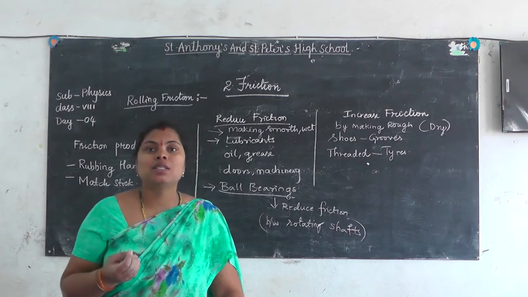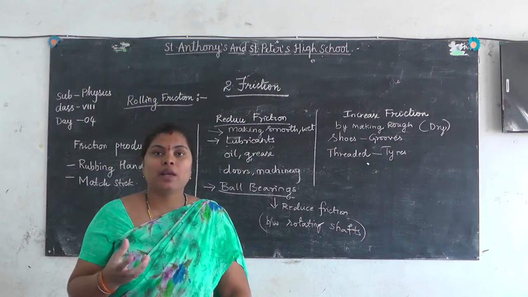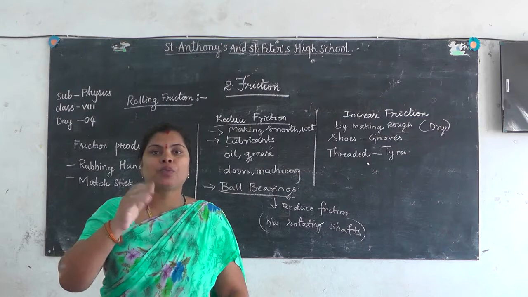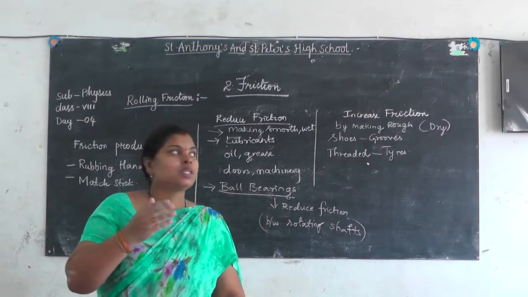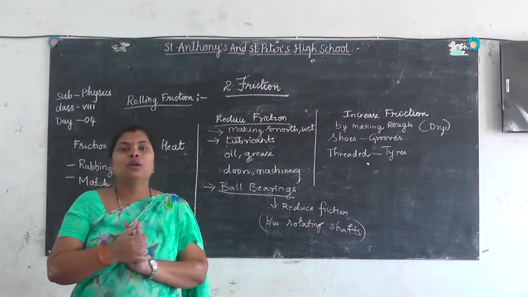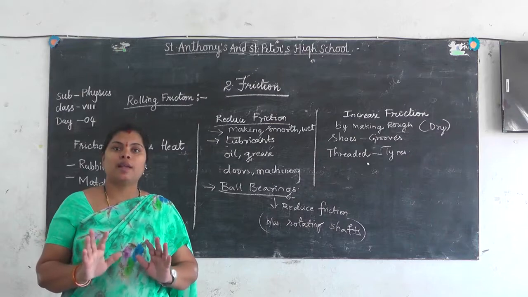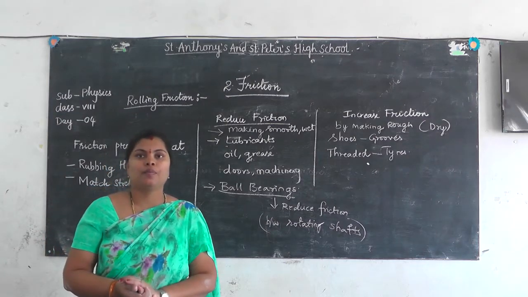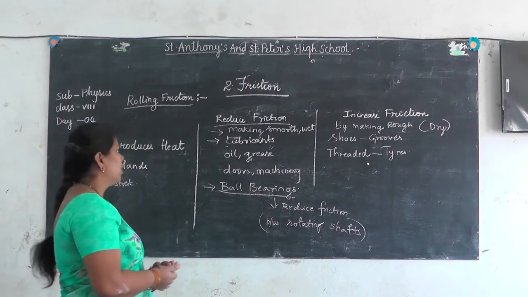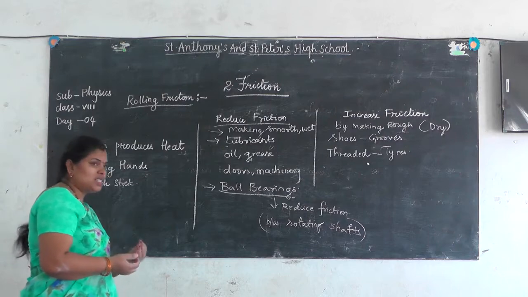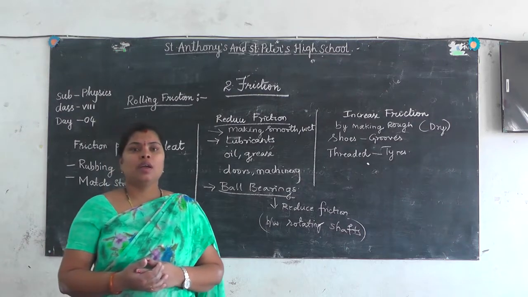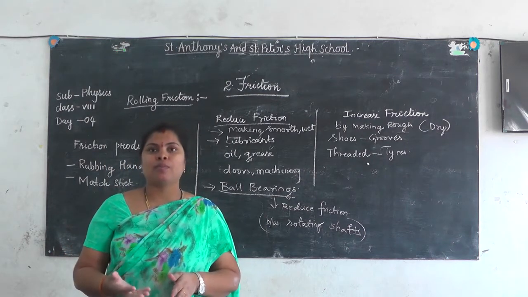And the new tires which you buy for car vehicles will also have irregularities, ups and downs. They are threaded. Usually the tires are threaded to increase the friction for safe movement of the vehicle, to avoid accidents. So friction is necessary in these cases, but sometimes if the friction is very less, we have some difficulties.